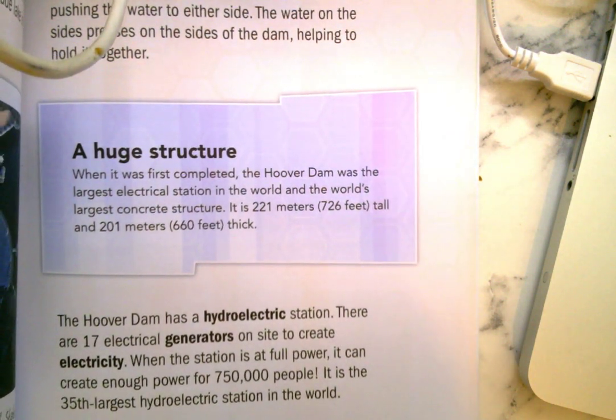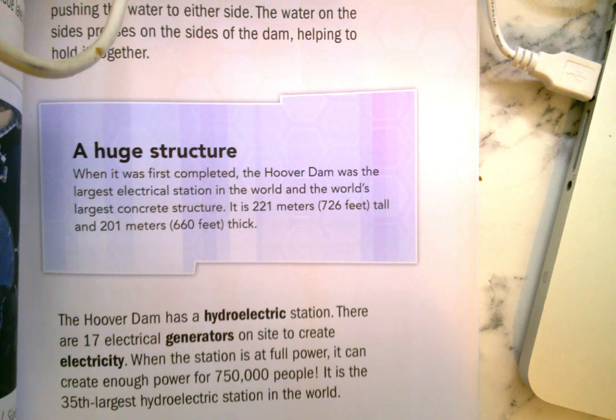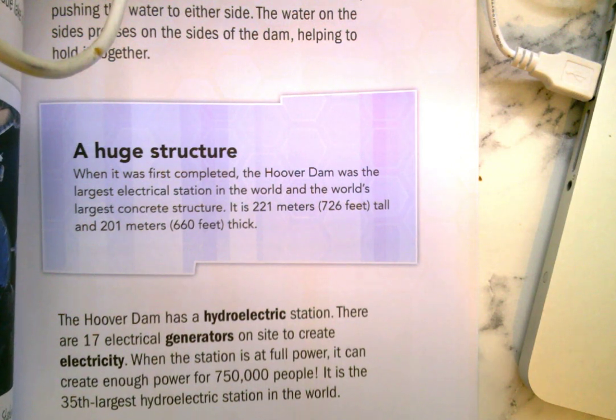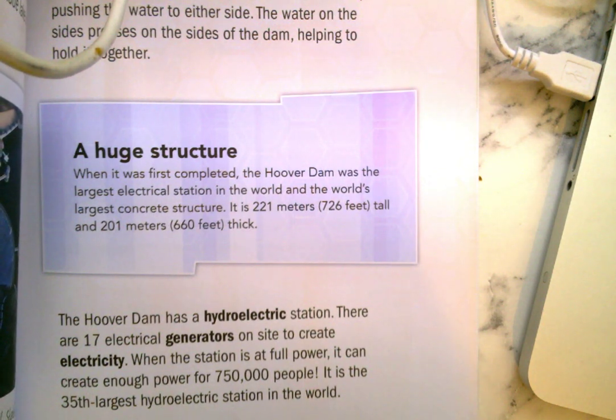The Hoover Dam has a hydroelectric station. There are 17 electrical generators on site to create electricity. When the station is at full power, it can create enough power for 750,000 people. It is the 35th largest hydroelectric station in the world.